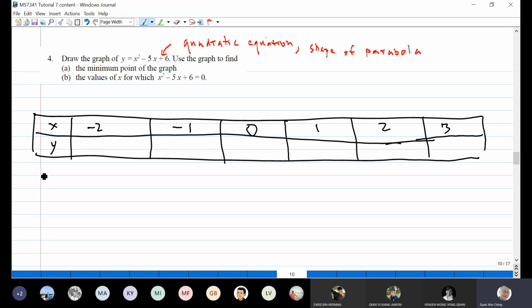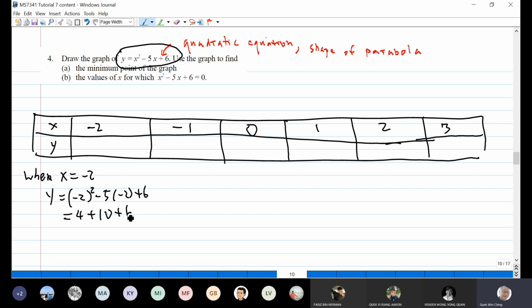So you can try. When x equals minus 2, y equals minus 2 squared minus 5 times minus 2 plus 6. I use this equation, y equals x squared minus 5x plus 6. So put x equals minus 2 inside there. So you get 4 plus 10 plus 6, which becomes 20. x squared minus 5 times x, where x is minus 2 now: minus 2 squared is 4. 4 plus 10, you get 14, and plus 6.